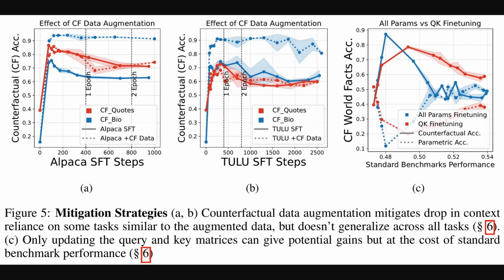Okay, so if the training data mix is the issue, can we fix it? Well, this figure explores some potential mitigation strategies. Panels A and B show what happens when you add counterfactual data during fine-tuning for Alpaca and Tulu. It definitely helps boost counterfactual accuracy on similar tasks, see those dotted lines, but it doesn't seem to generalize well across different types. Panel C shows fine-tuning just the query and key matrices. This gives a potential gain but hurts standard benchmark performance.